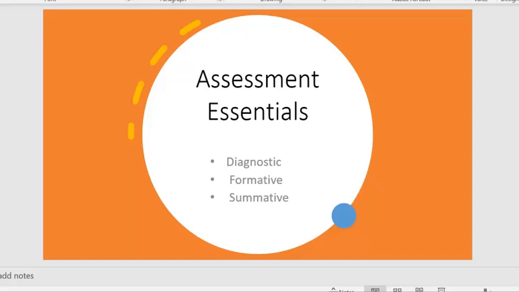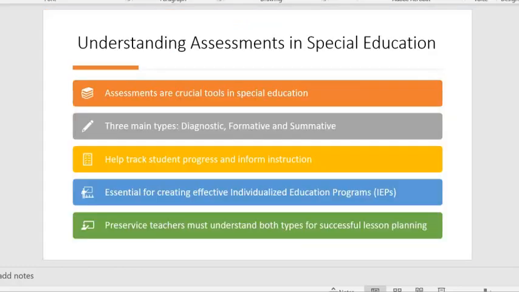In this PowerPoint, we are going to talk about assessment essentials. We are going to be talking about three different types of assessments: diagnostic, formative, and summative. Understanding assessments in special education.